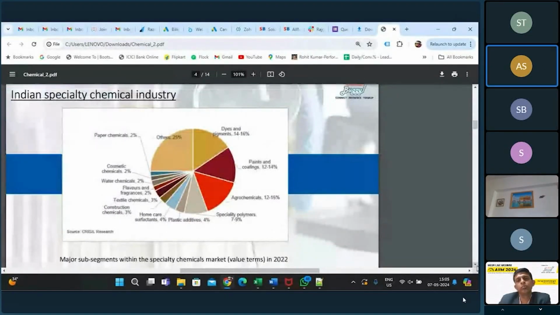So if you consider the specialty chemical industry in India, this is the segmentation, the sub-segments of the specialty chemical market. Around 60% of all the specialty chemical industry is dominated by dyes and pigments, paints and coatings, agrochemicals, specialty polymers and plastics. So these almost share 60% of the overall market share of specialty chemicals.